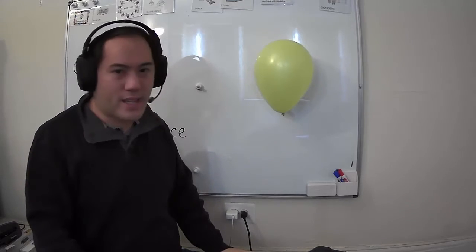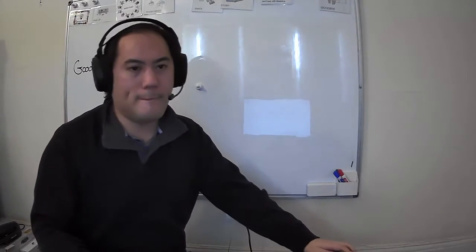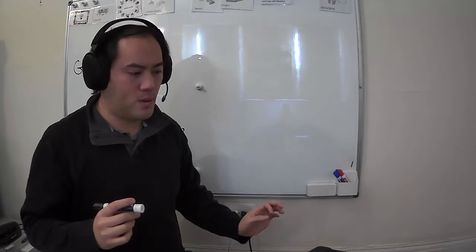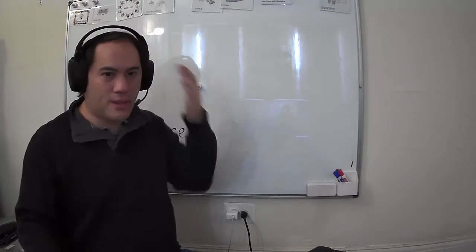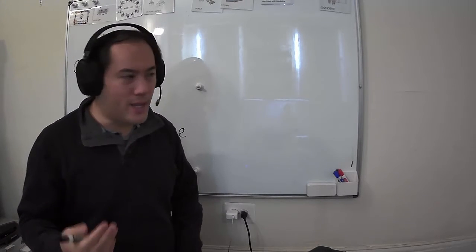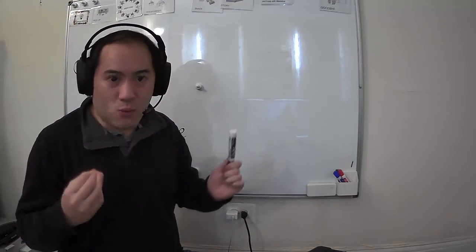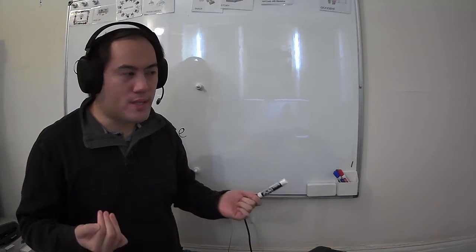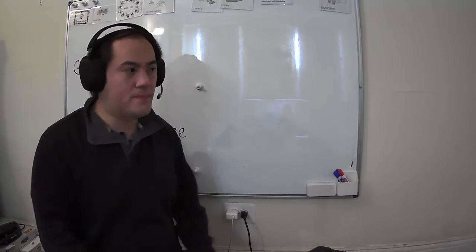Ta-da! Static electricity. Okay. I didn't really talk about it yesterday, but the first way objects can get charged is by what you just saw, rubbing them together. If you rub two objects, you will see sometimes one become positive and the other becomes negative.